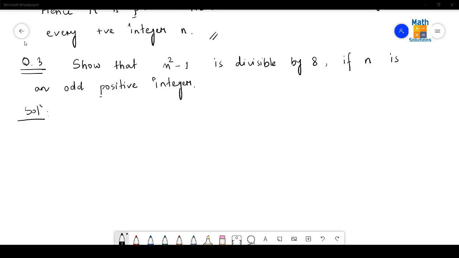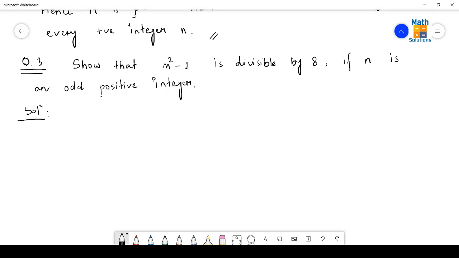This is question number 3, which is another important question. Let us see what does it say. Show that n square minus 1 is divisible by 8 if n is an odd positive integer. Actually we know one thing, that when n is an odd positive integer, odd positive integers always take the form 4q plus 1 or 4q plus 3. Actually I am taking here 4 because any number which is divisible by 8 is also divisible by 4.